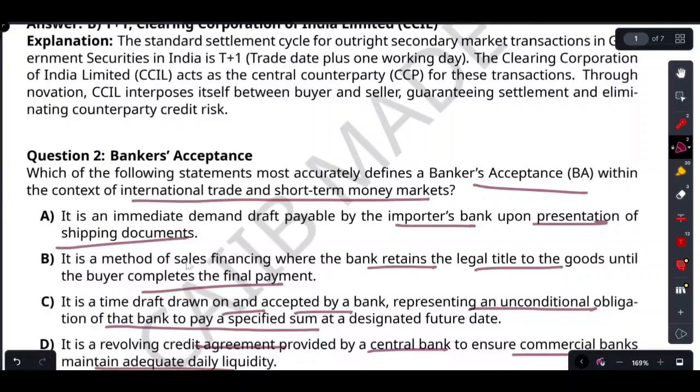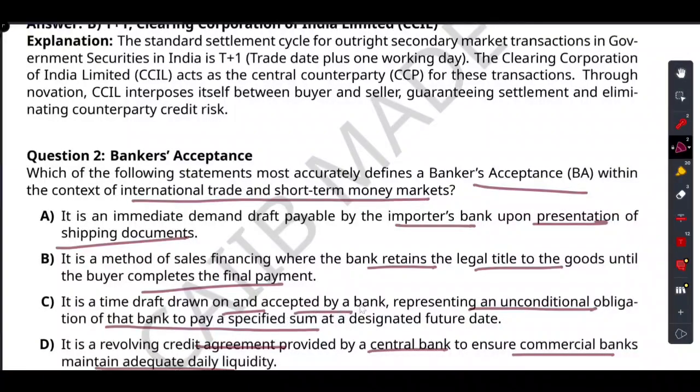So if you look at the options provided: an immediate demand draft, a method of self-financing, a time draft drawn on and accepted by the bank, and a revolving credit. The correct answer is option C. Here is exactly why the others are wrong. Option A talks about an immediate demand draft, but banker's acceptances are always about future payment, not immediate. Option B describes something more like an auto loan or lease, where the lender holds the title to your car until you pay it off. Option D describes a central bank lending tool used to keep banks afloat with daily cash, which is completely unrelated to international trade finance.